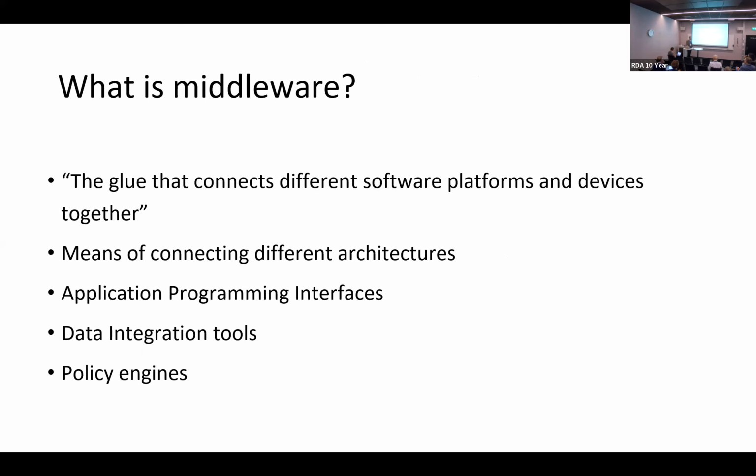A very small introduction to middleware. Middleware is a term that can cover all sorts of different things, and a quick attempt to confirm my slides on Google yesterday rather confirmed that the term has a million and one different uses. But essentially, it's the glue that connects different software platforms and devices together. So anything that fits in between operating systems, infrastructures, software running on top of those to help improve things and add additional services. It's a means of connecting different architectures. Application programming interfaces are a good example of what middleware is. Data integration tools can often take the form of middleware, and policy engines in particular. So iRODS, which is what we're going to be talking about, is well known as being a sort of policy engine where you can automate certain decisions.